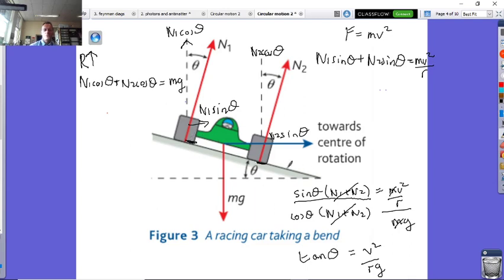Now, the car was going out that way. Wouldn't the friction act in the opposite direction? Well, it's taking the point that the car's not moving up or down at all. There's no friction. Therefore, this equation holds true.